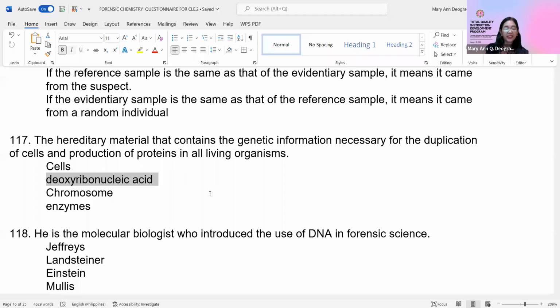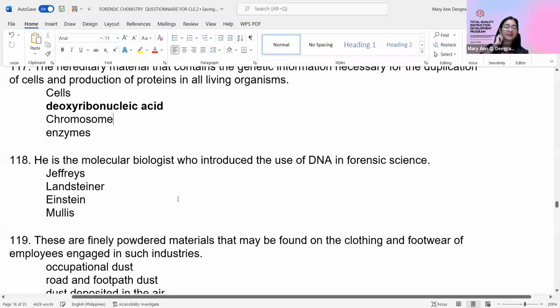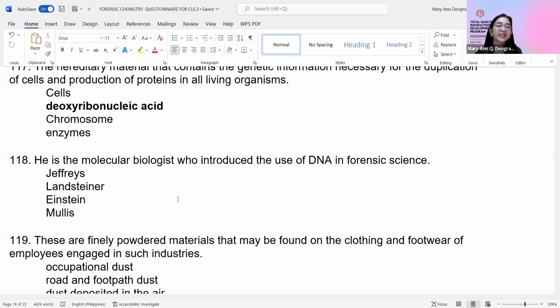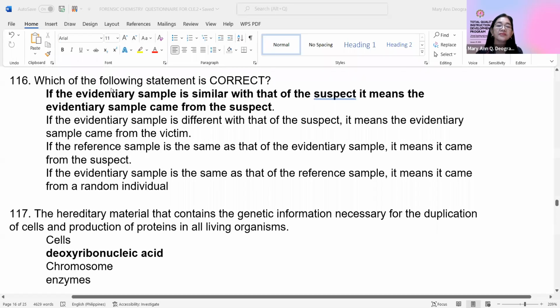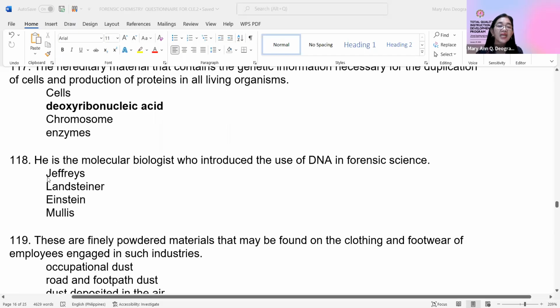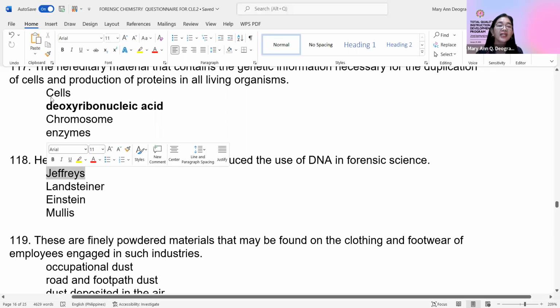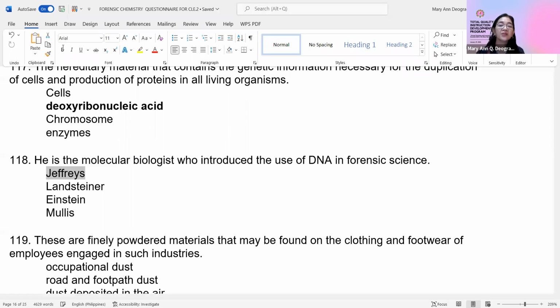Oh, how about this one? Oh, history natin. What's the answer? Letter A ang 116. Okay, answer for number 118 is, it was Dr. Alec Jeffries. So he was a molecular biologist, no, who introduced DNA, no. Ang unang application niyan is fingerprint.